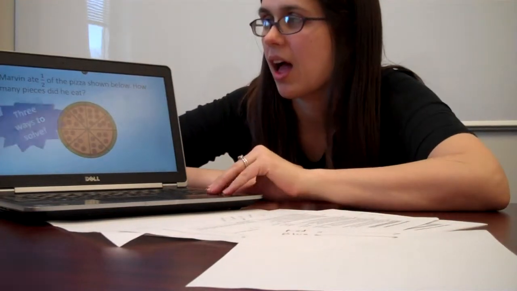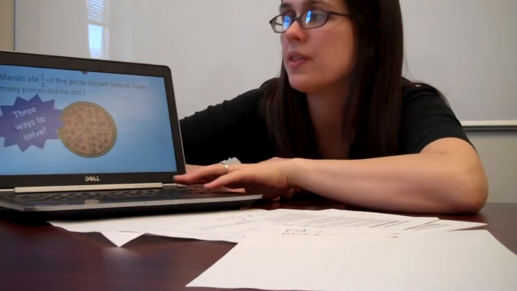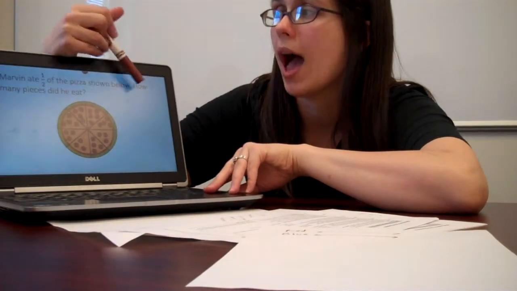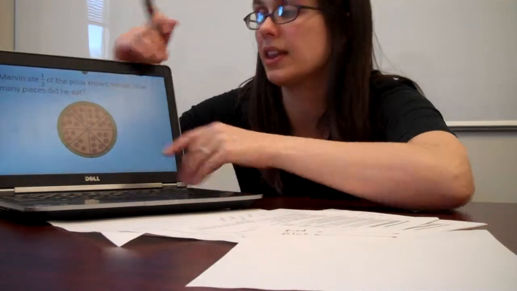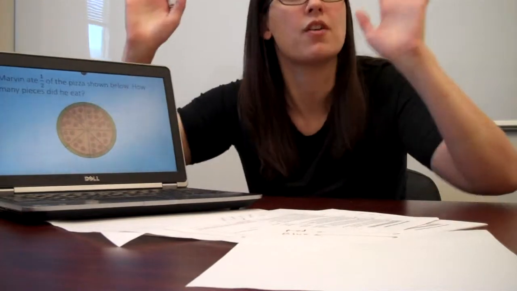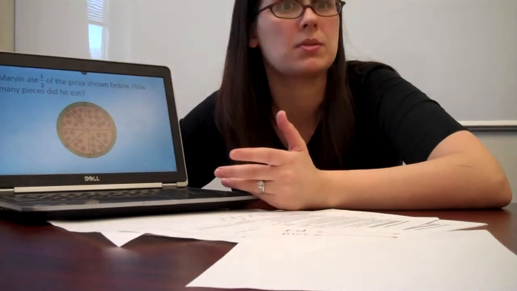Now, I wrote this one on purpose, and I put this here to remind you: solve it 3 ways, okay? The first way: Marvin ate half of the pizza shown below. How many pieces did he eat? 4. Right? So first of all, we know the answer is 4. But now, let's do it other ways we've learned.